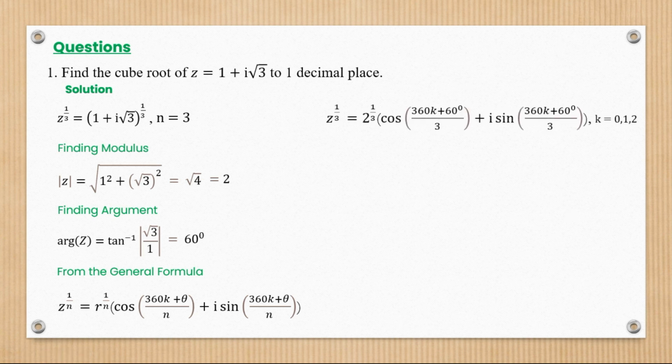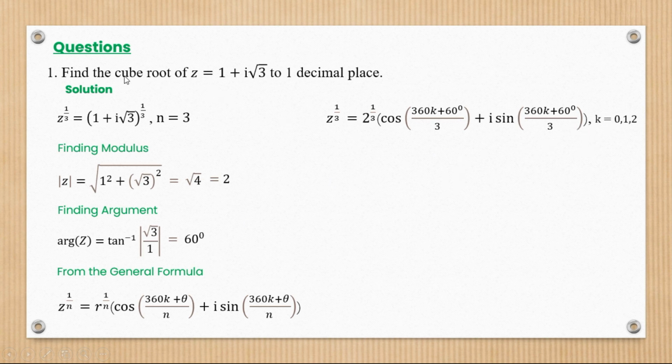Alright, so now we can substitute it into the equation. Where there is z, we put 1 over 3, which represents the cube root, and we found r as 2, so we have 2 to the power 1 over 3. Then inside the brackets, where there is theta, we substitute in the 60 degrees. So this is what we end up with.